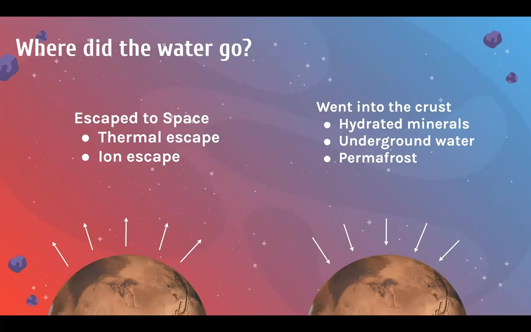Or it could have gone down to the crust, where it would have been incorporated into the minerals there by hydrating them. So for example, clay is an example of a hydrated mineral, and that is removing water from the atmosphere and from the system. You can have it be stored as underground water in salty, briny lakes. This is a hypothesis that was proposed, still not 100% proven. And then it can be stored as permafrost or in the ice caps. But essentially, this is another direction which the water can go.